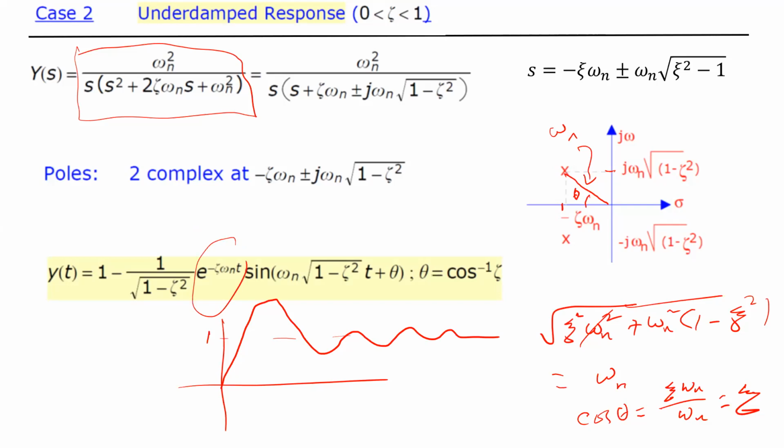Can you just repeat how you found the angle theta? How do I find the angle? Okay, suppose this is theta. What's cosine theta? Cosine theta is the adjacent over the hypotenuse. And the magnitudes? Yeah, I'm taking the magnitude. So what happened to the square root of 1 minus zeta squared?